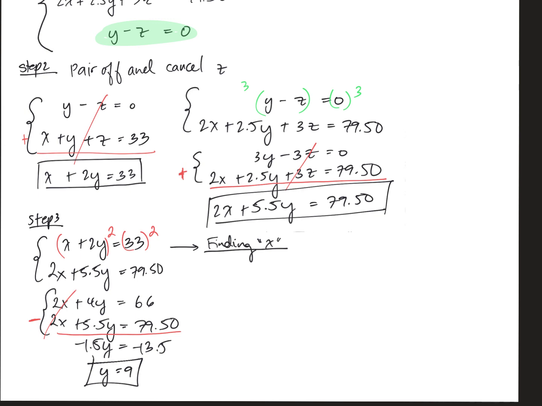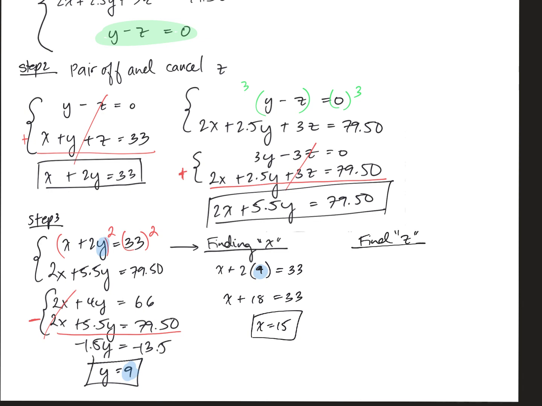So for finding x, we'll go ahead and plug the y into our equation. So x plus 2, we'll replace that y right here with 9, equals 33. All right. And then, so that'll be x plus 18 equals 33. 33 minus 18, I believe that's 15. Let's see, 33 minus 18. Yep, it is 15. So x equals 15. We're almost done. Last thing we've got to do, we're going to go ahead and find z.